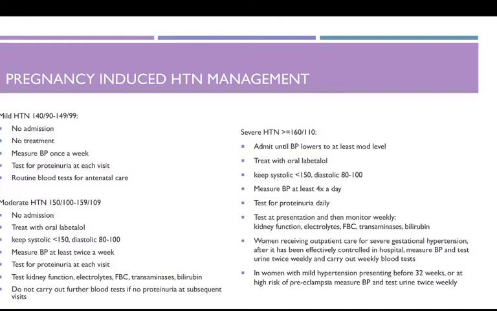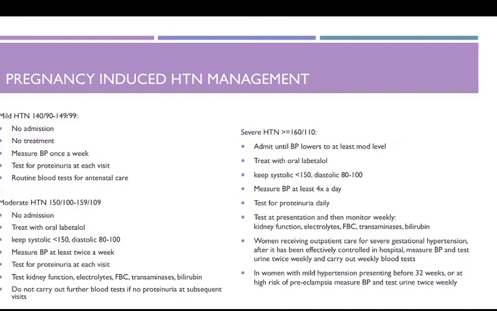You measure their blood pressure once a week, and you should be testing for any protein in their urine at each visit because you're worried about preeclampsia. And then you just do routine blood tests for antenatal care. If they have moderate hypertension, so that's blood pressure between 150/100 and 159/109, you don't need to admit them. However, you need to start treatment, and the first line is oral labetalol. You need to try and keep the systolic blood pressure below 150 and the diastolic between 80 and 100.